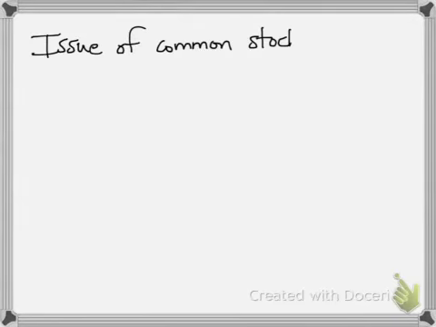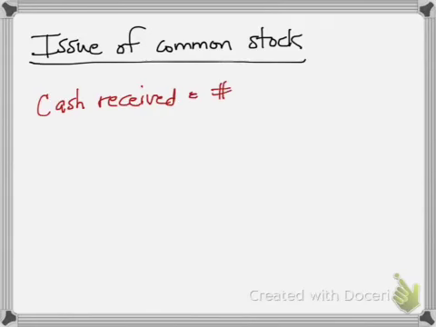All right, let's look at the issue of common stock. This is the other major source of financing for a corporation, as they're trying to raise large sums of money. When you hear the term IPO, initial public offering, we're talking about shares being initially offered to the marketplace, to the stock market, to raise large sums of money.